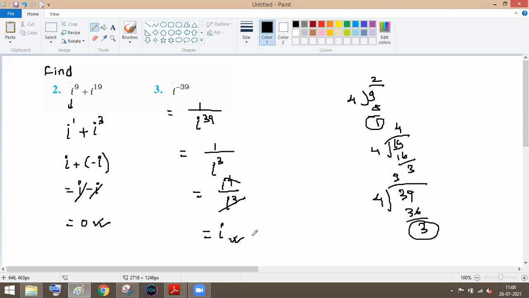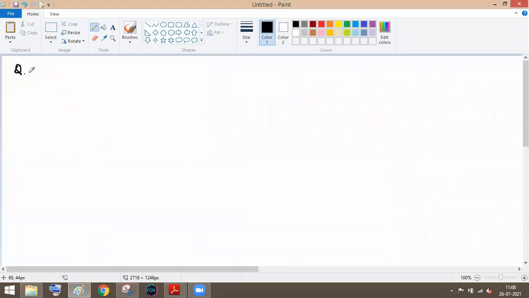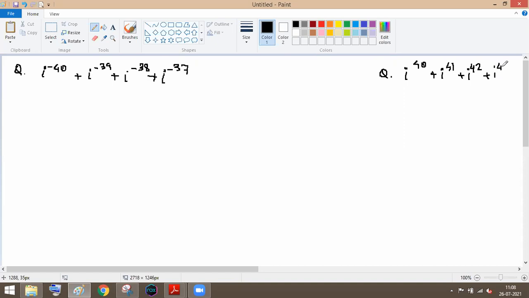Now, if I ask you, what will be the value of I to the power minus 40, plus I to the power minus 39, plus I to the power minus 38, plus I to the power minus 37. Another question: I to the power 40 plus I to the power 41, plus I to the power 42, plus I to the power 43. What will be your answer?